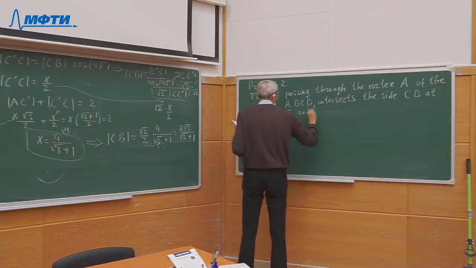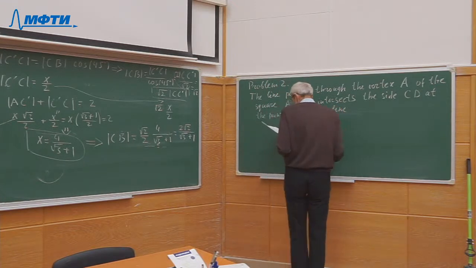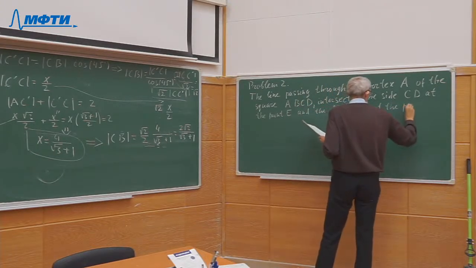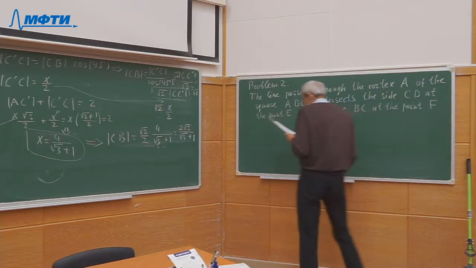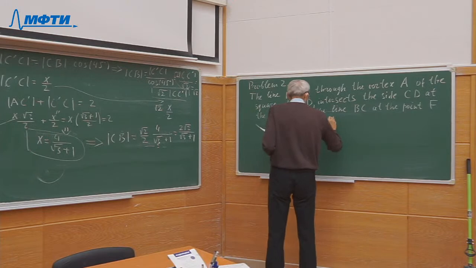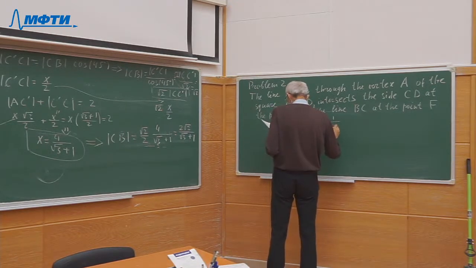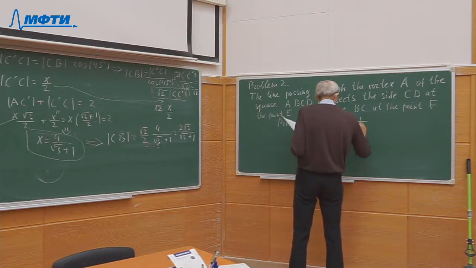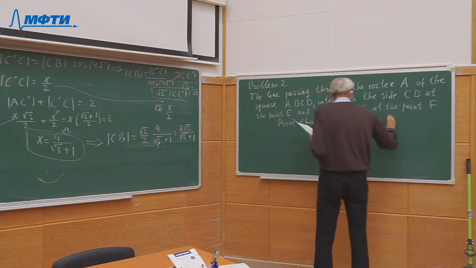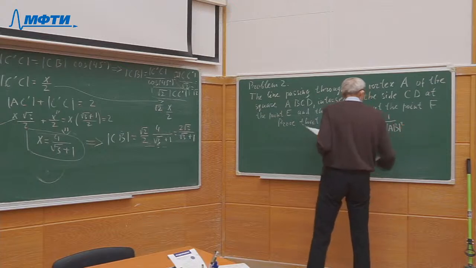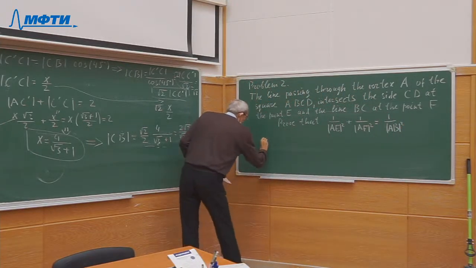And the straight line BC at the point F. Prove that the sum of inverse squares of the lengths of sides AE and AF is equal to the inverse square of AB.